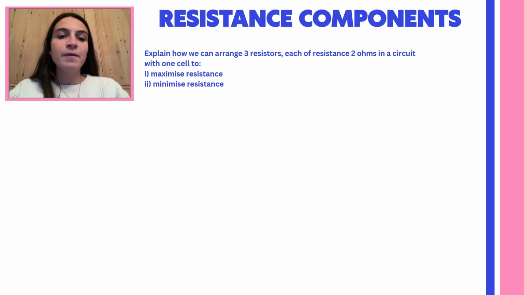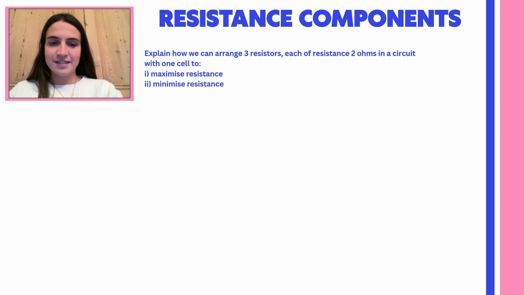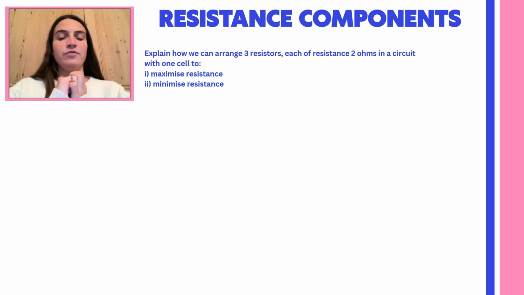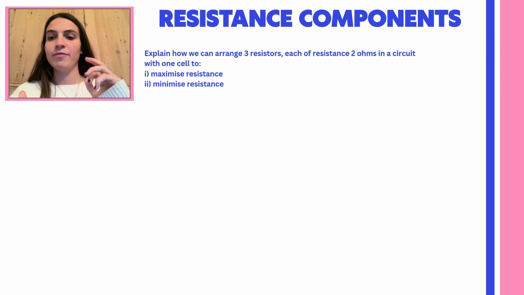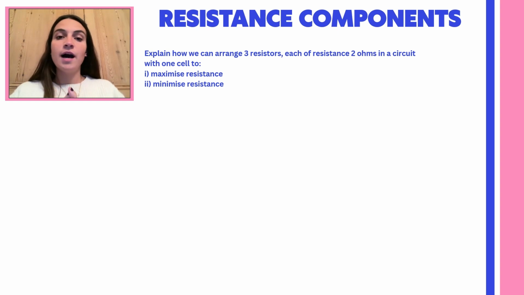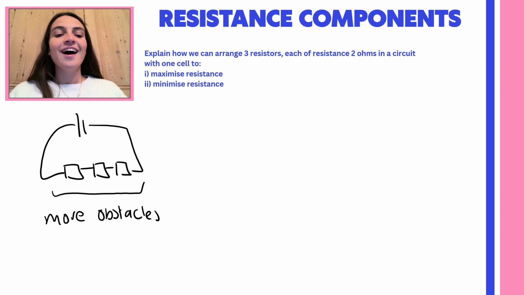Okay, so explain how we can arrange 3 resistors, each of resistance 2 ohms, in a circuit with one cell to first maximise resistance and then minimise resistance. So actually it's irrelevant that these resistors all have a resistance of 2 ohms, that's an irrelevant piece of information. If I would like to maximise the resistance that I can have with these 3 resistors, I should put them all in a line, or in series with each other, because that creates more obstacles, if you like, for the current to try and get through.